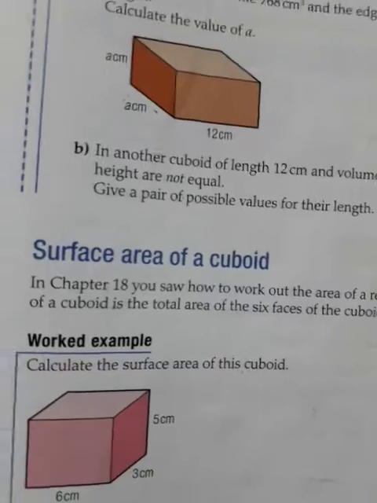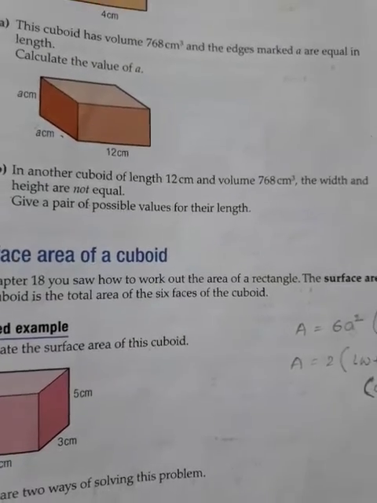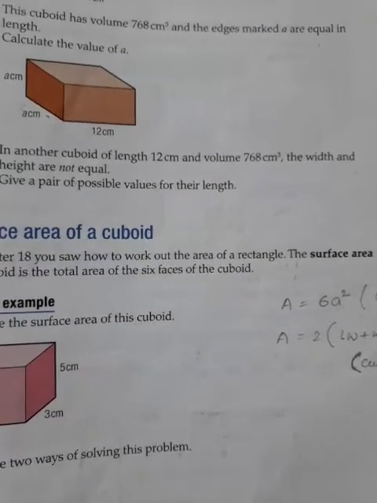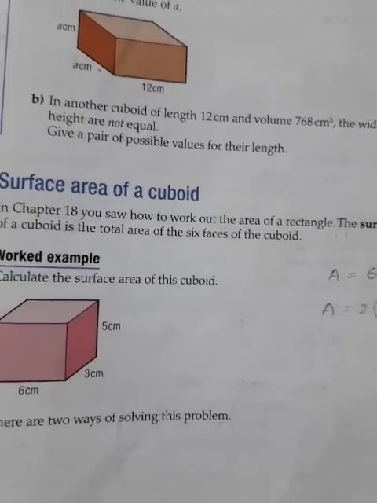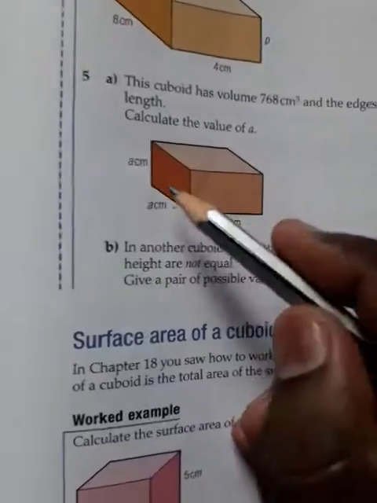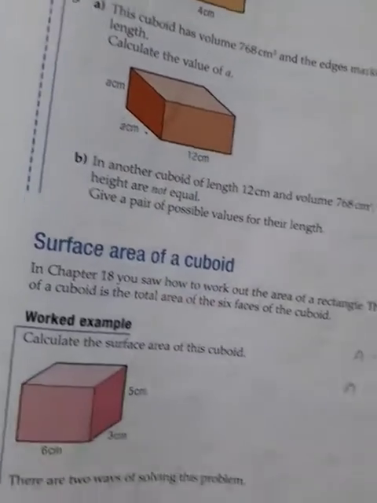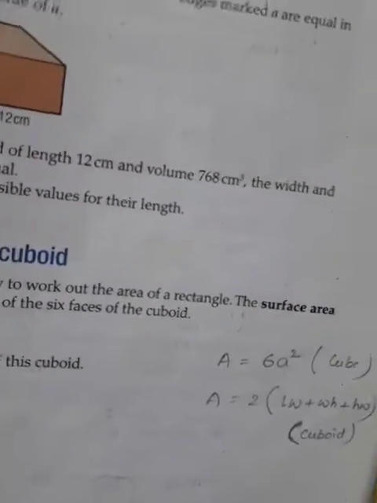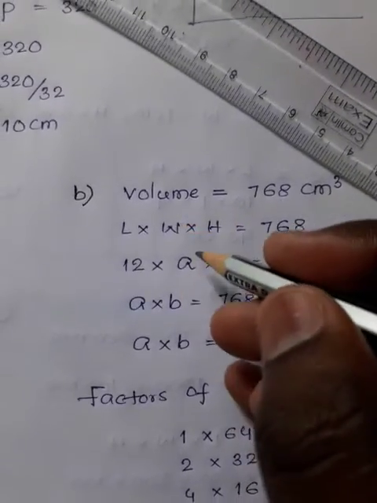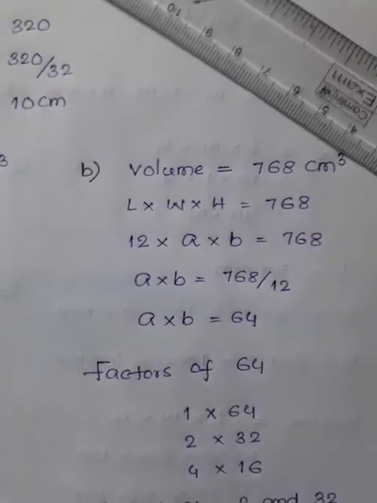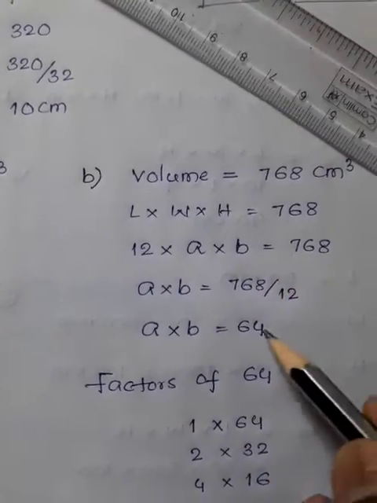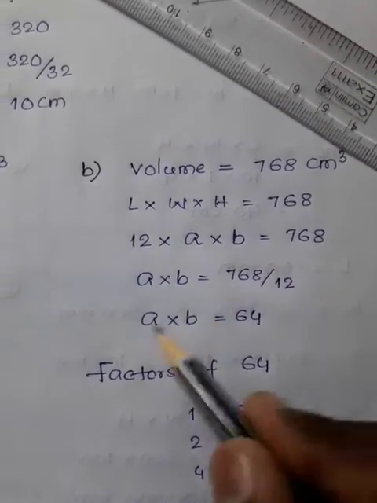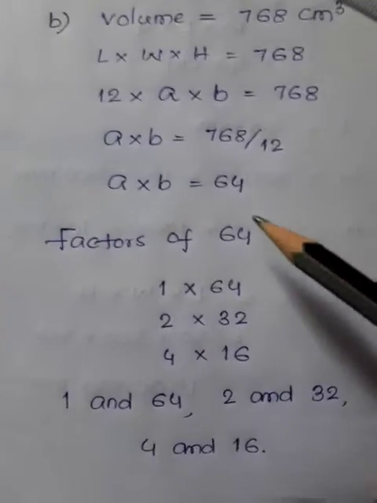But in question B, it says another cuboid has length 12, volume 768, but the width and the height are not equal. Here a is equal to 8 means the width and height are both equal, but now they are not equal. So what are the possible lengths? Write the width as a and the height as b. Move the 12 to that side, 64 remains. If equal it would be 8 into 8, but not equal, so write the factors of 64.